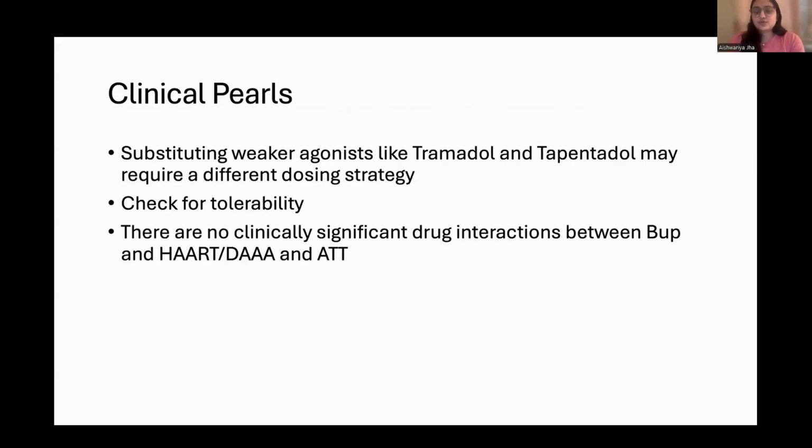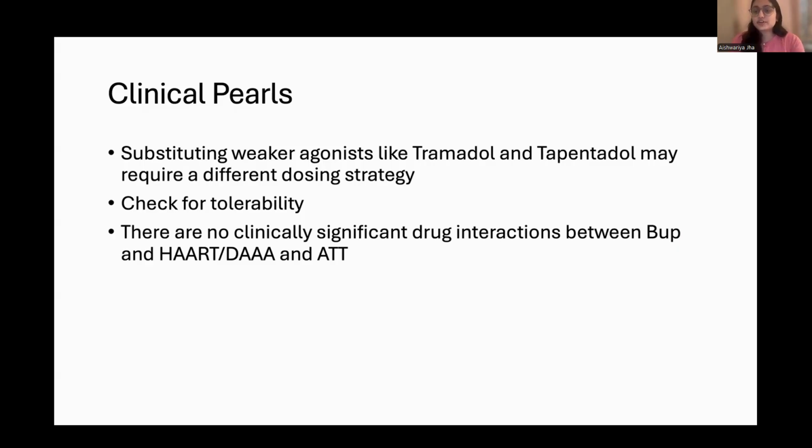What I would like to say, apart from buprenorphine, is that substituting weaker agonists like tramadol and tapentadol might require a very different dosing strategy. You might start low and go slow, much slower than with heroin. You might have to actually look at tolerability, because maybe the cross tolerance between buprenorphine and, say, tapentadol, which we see a lot in our center, may not be as perfect as with heroin.